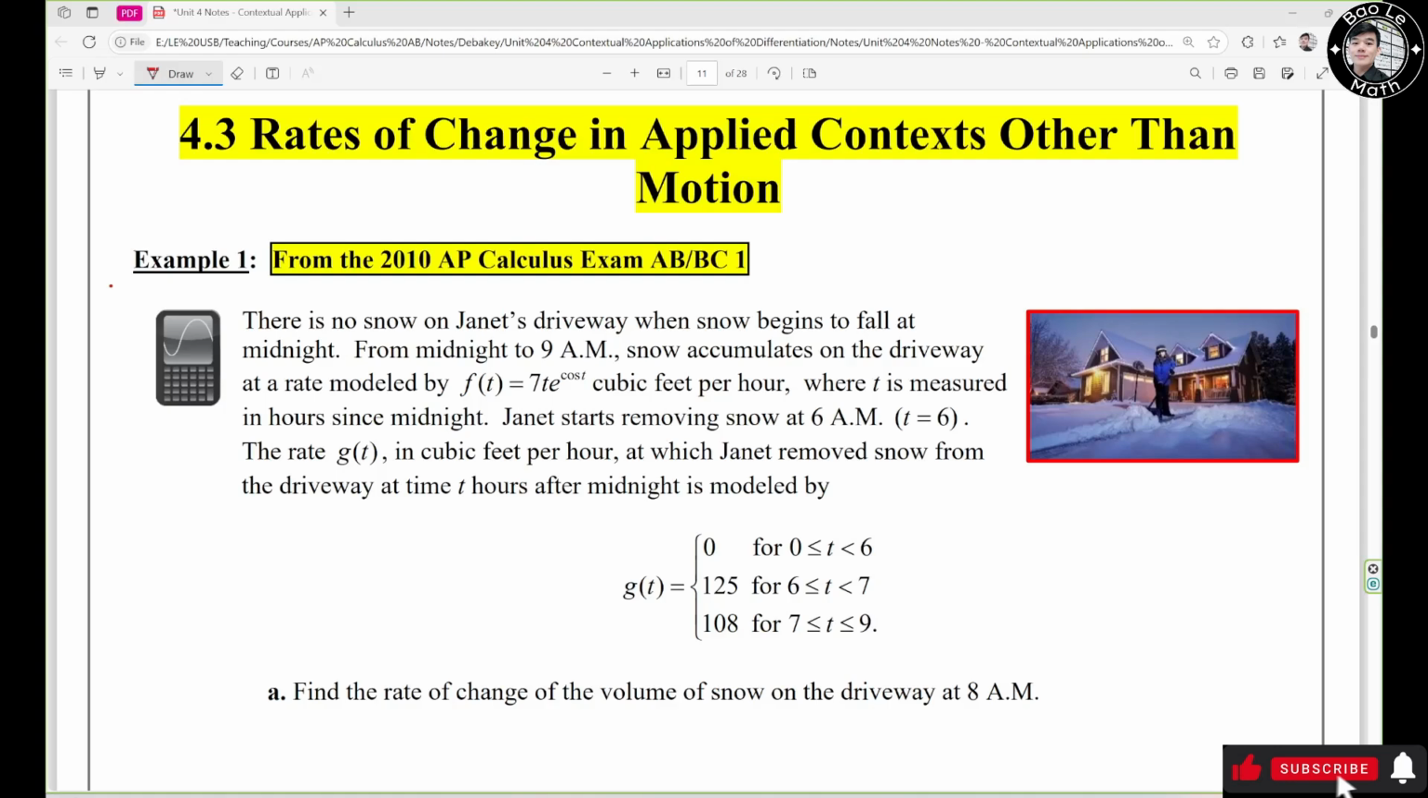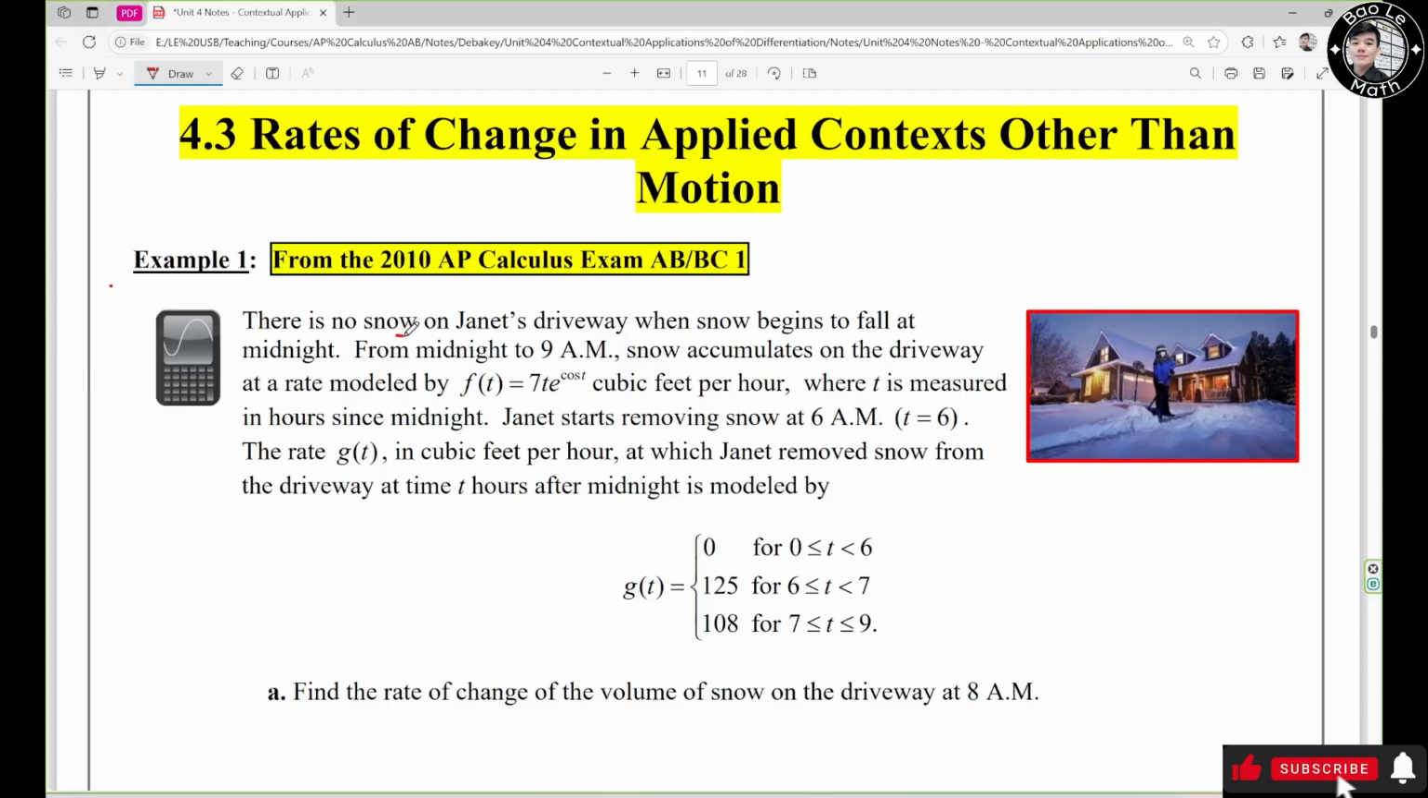Hello everyone, in this video we're going to explore topic 4.3, rates of change in applied context other than motion. Alright, let's take a look at the first example from the 2010 AP Calculus exam AB/BC, question 1.